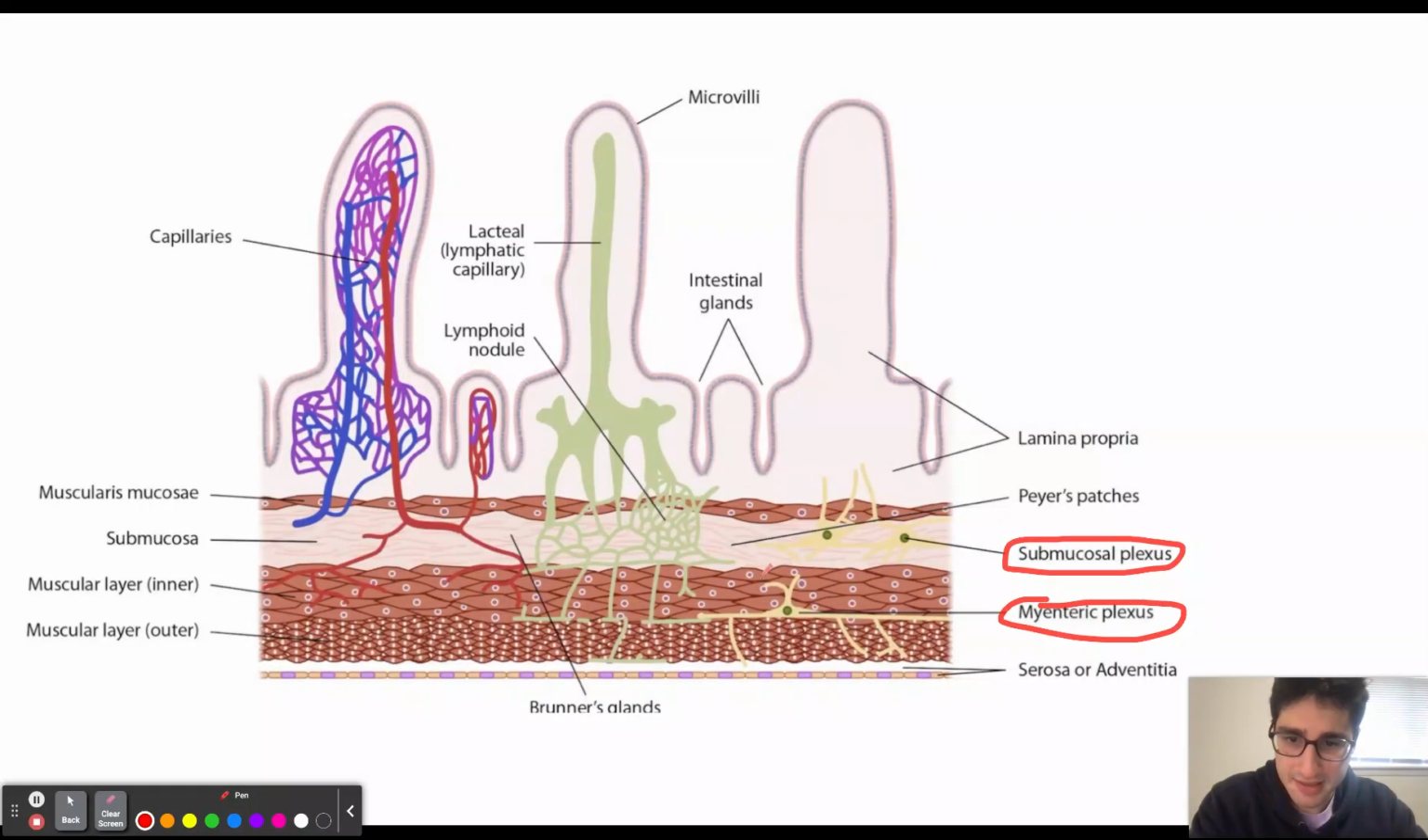Submucosal plexus is responsible for blood flow. Here, as you can see from the submucosa, there are some blood vessels, whereas myenteric plexus is responsible for smooth muscle contraction. And you can know this by the "MI," which means muscle.